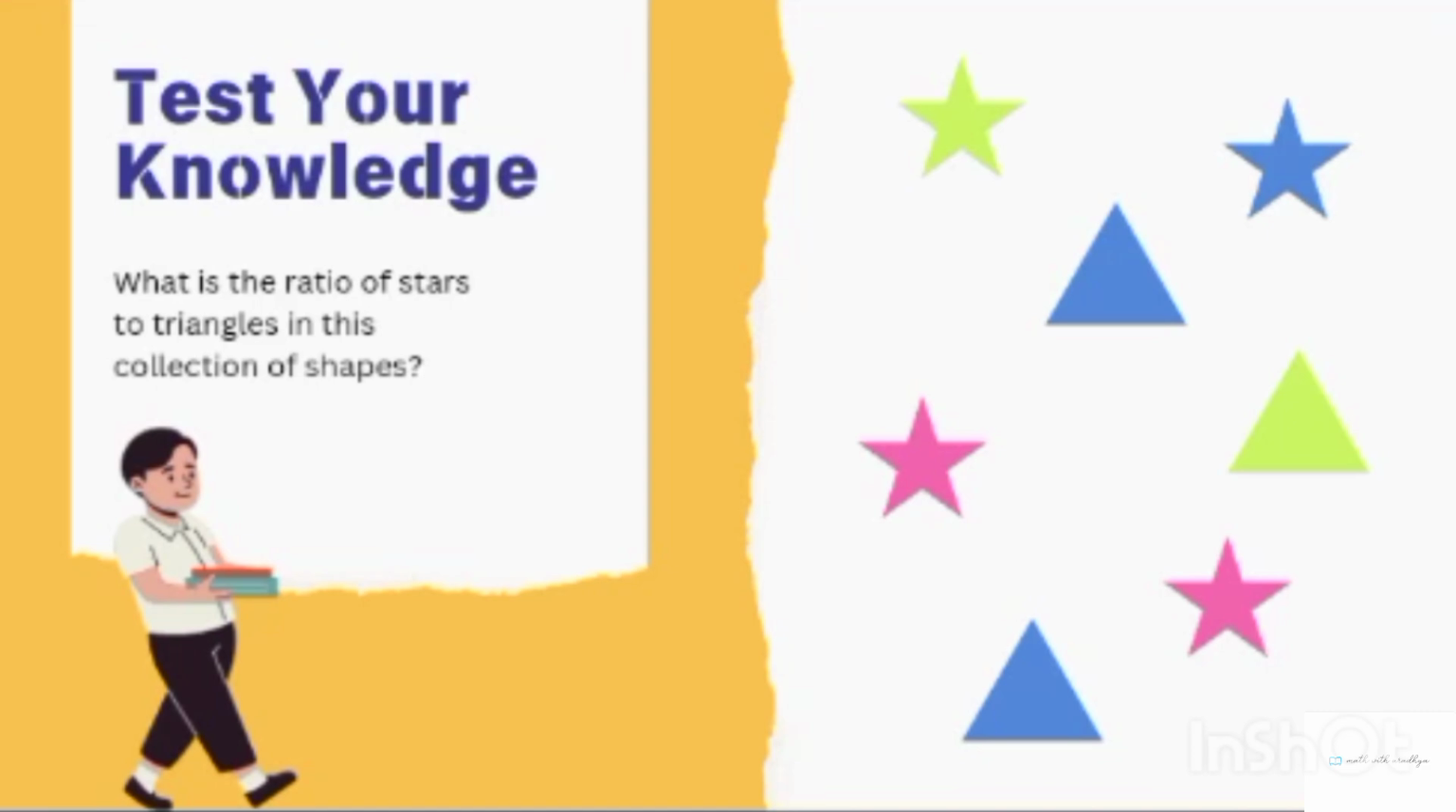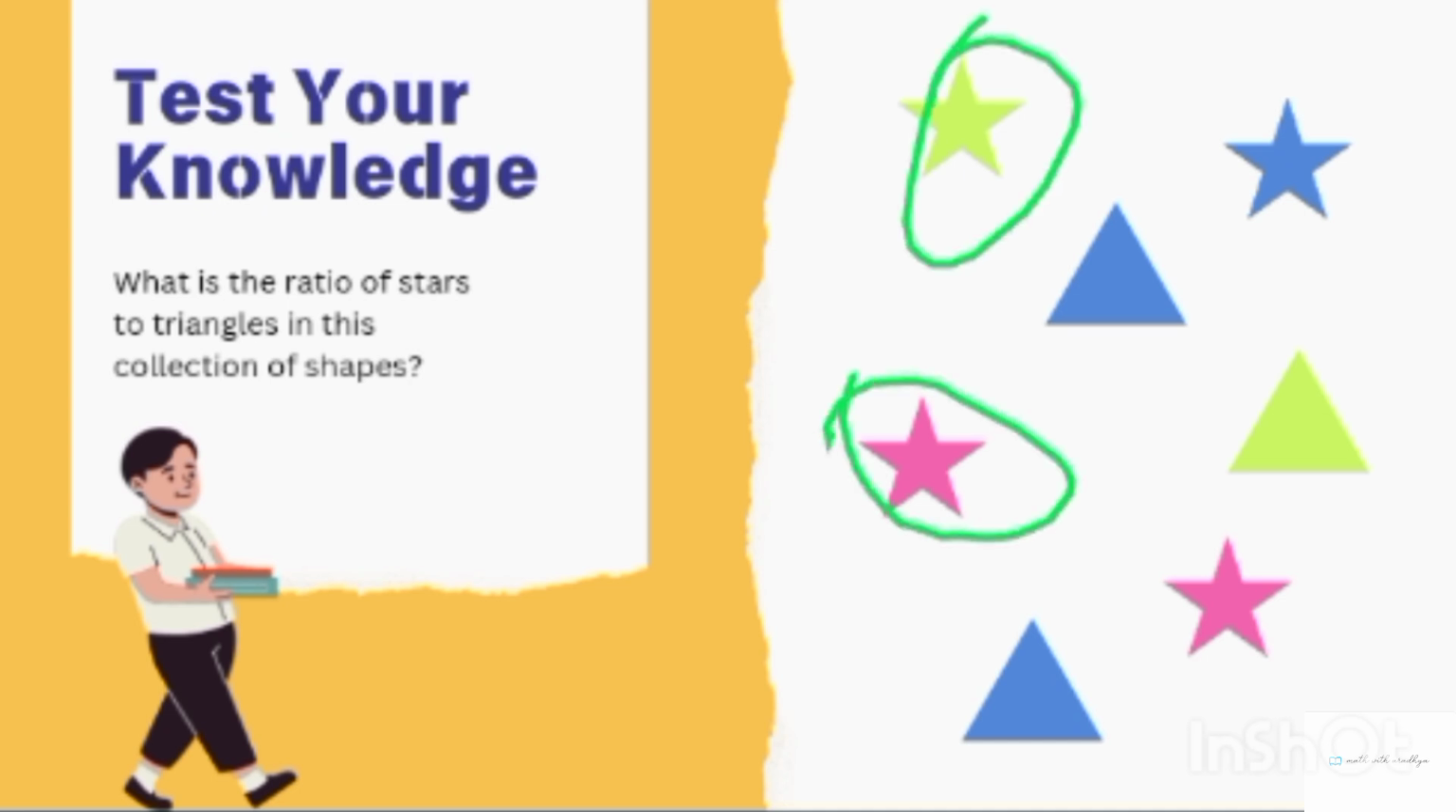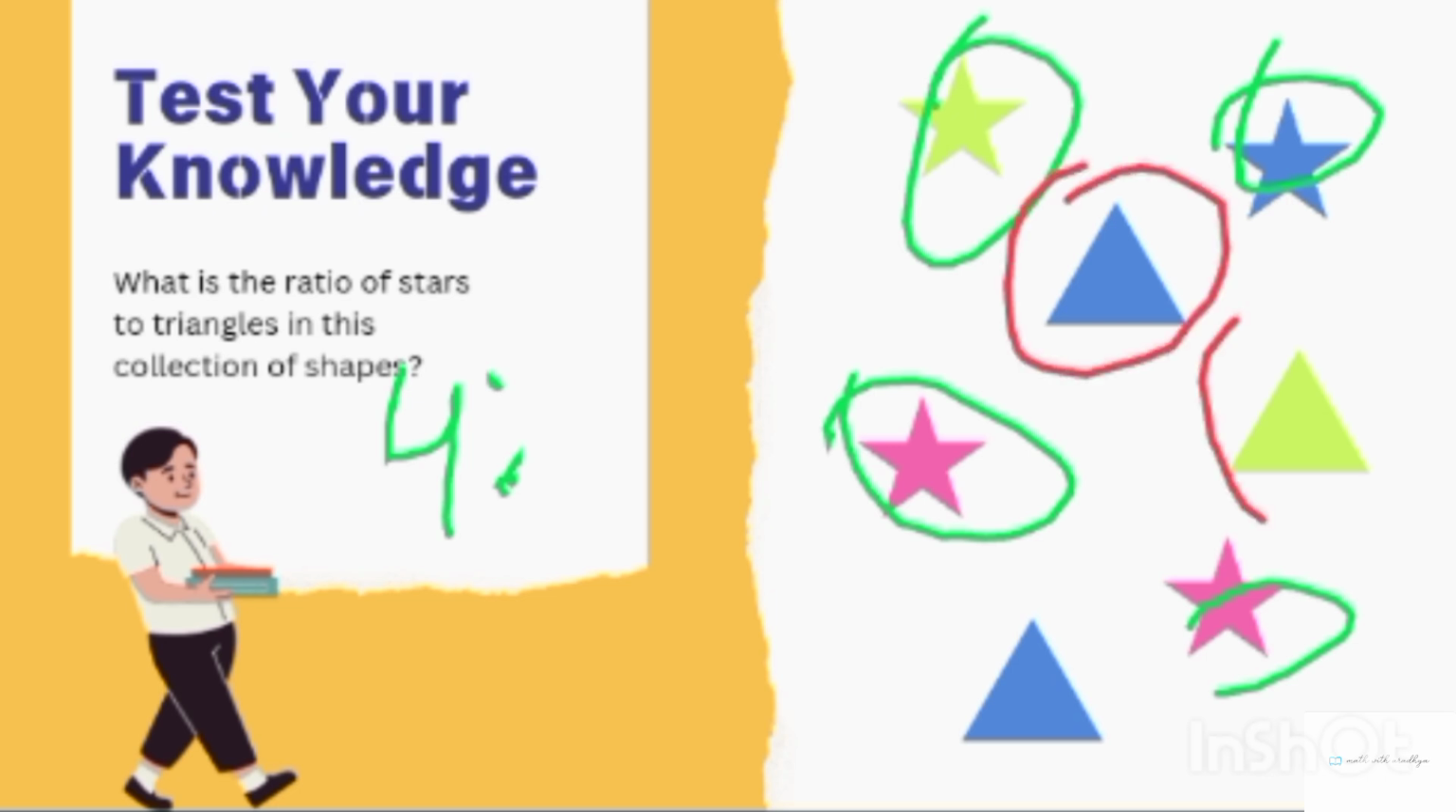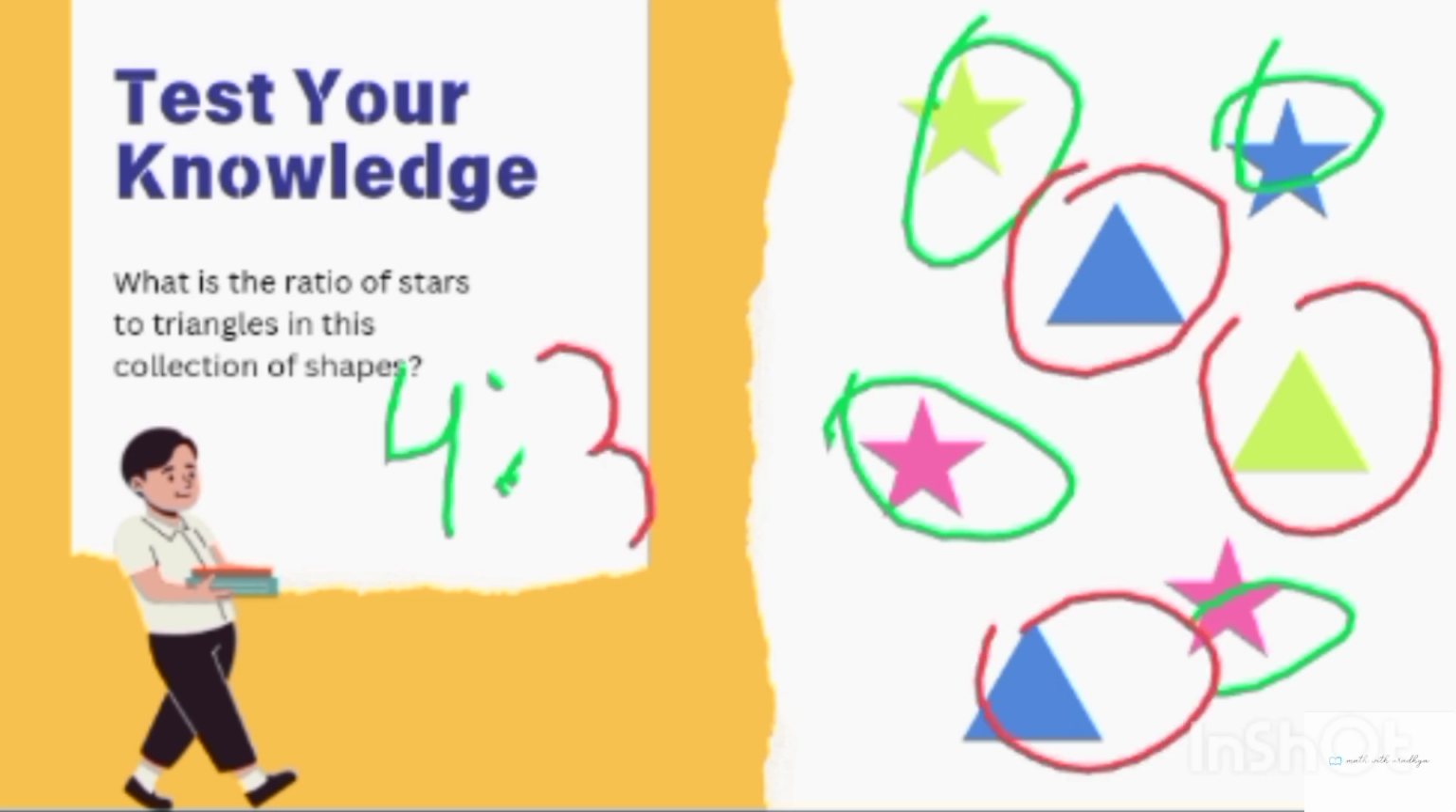So first of all, they use the word stars, so we are going to count the number of stars. We have 1, 2, 3, 4. So we will write here 4. Then we are going to count the number of triangles, which are 1, 2, 3. So there are 3 triangles.